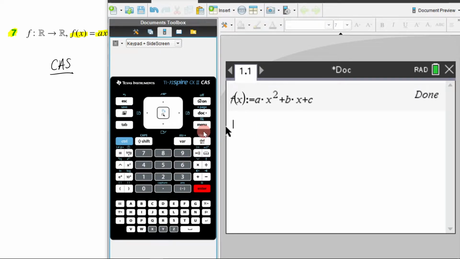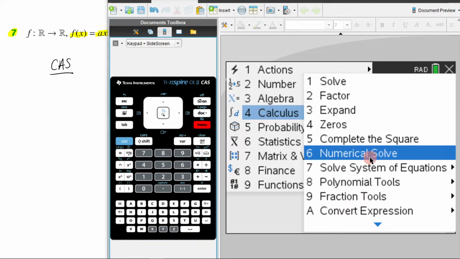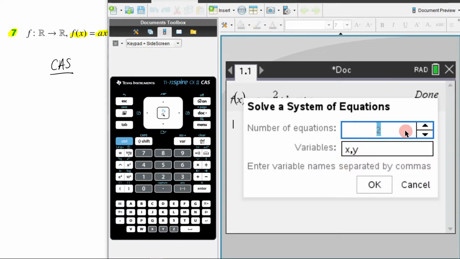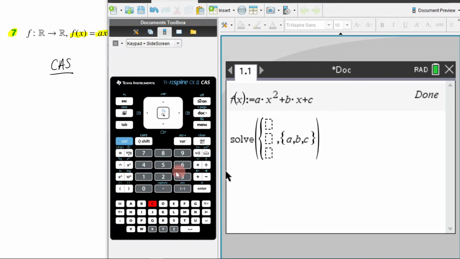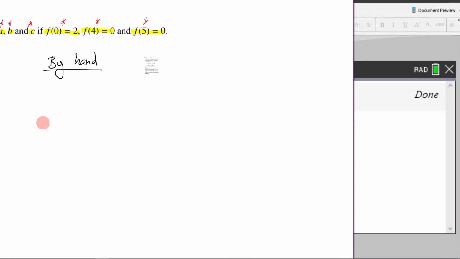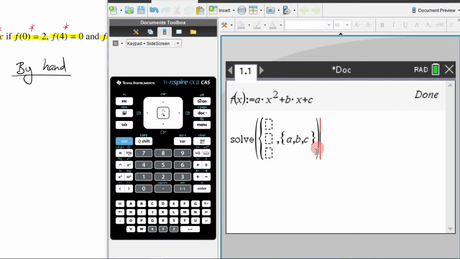And then I'm going to go menu, algebra. I'm going to solve the system of equations. I'm going to come here. I'm going to put this to 3. I'm going to go a, b, c. Okay. And then what I'm going to do is I'm simply going to put in the information that they've given me here. So I'm going to say f of 0 is equal to 2.